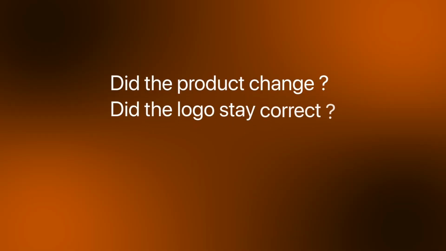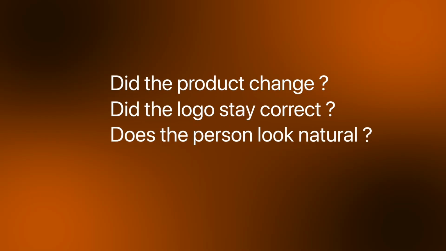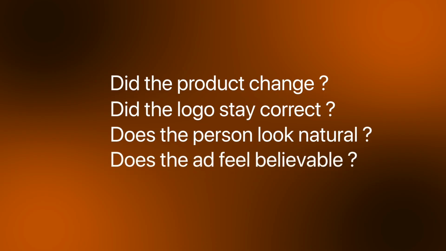This is where Omni can be very powerful. If the product stays accurate and the character looks natural, this can save a lot of time for ad concepts. But for real brand work, always check 4 things. Did the product change? Did the logo stay correct? Does the person look natural? Does the ad feel believable? If those things are good, this workflow can be very useful for UGC creators and small businesses.